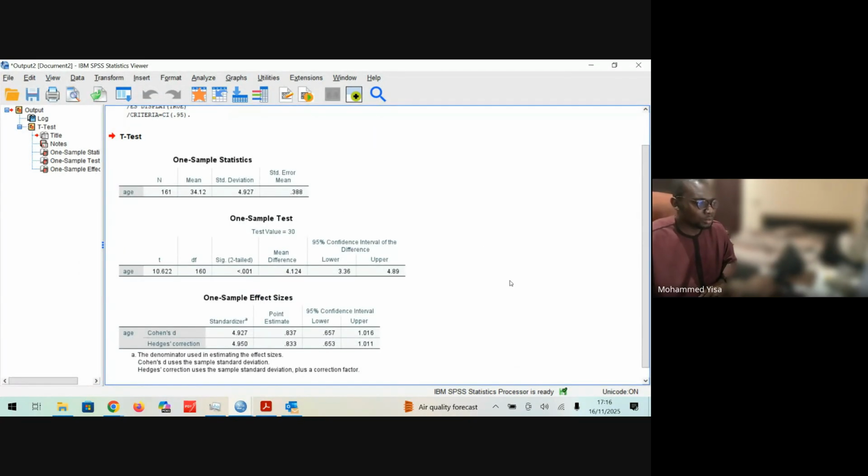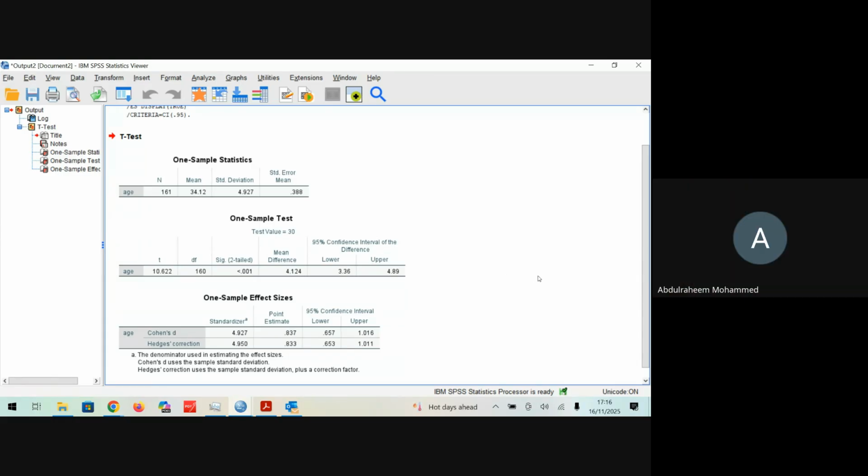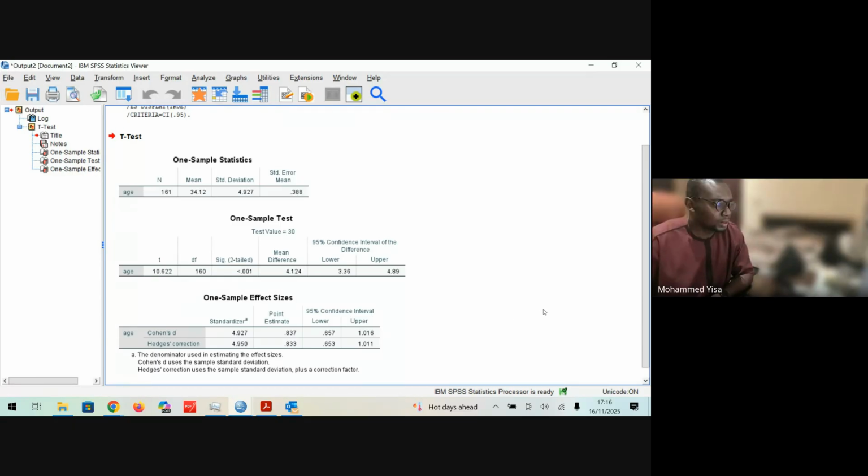So can we see the output window now? Is it big enough? Yes? Yes, we can see it now. Looks much clearer. Okay. All right.